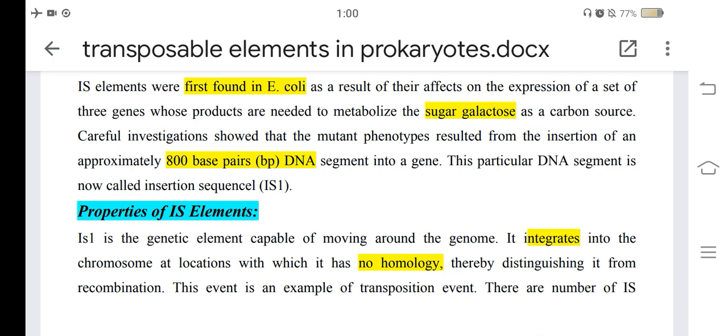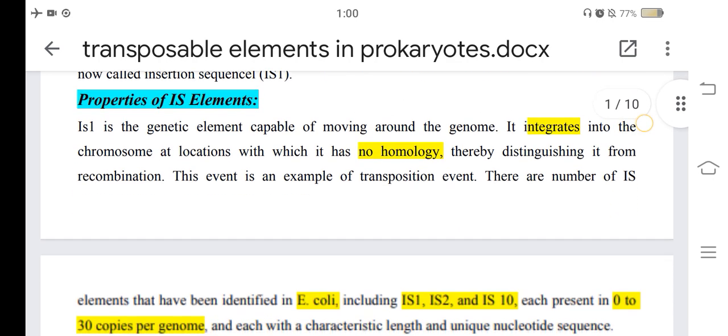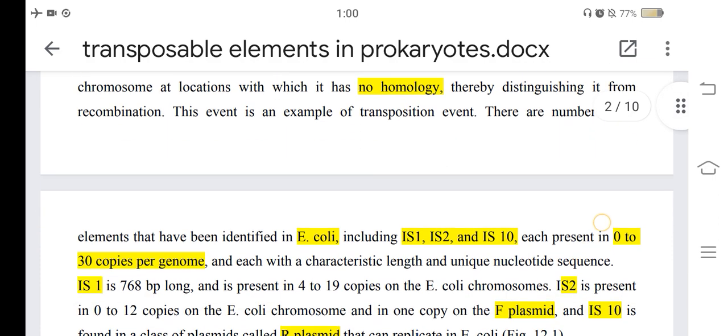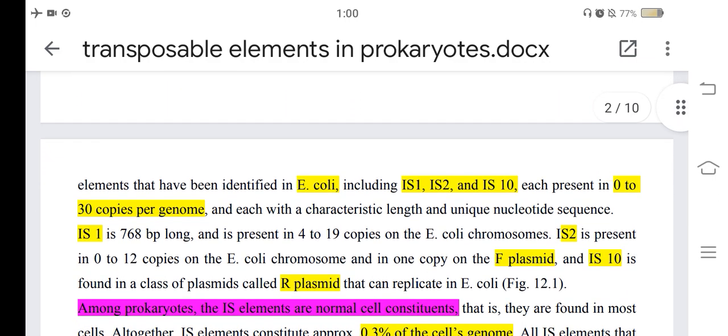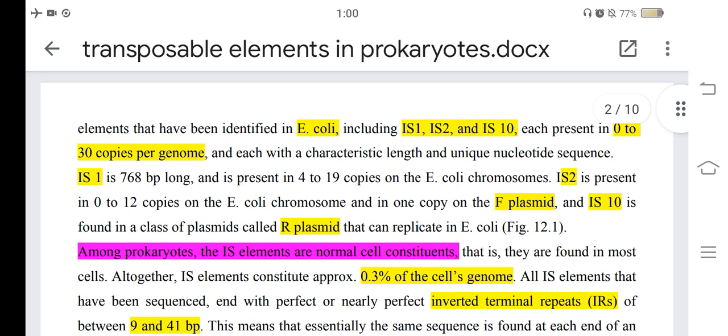Next, properties of IS elements. IS1 is a genetic element capable of moving around the genome. It integrates into the chromosome at locations with which it has no homology, thereby distinguishing it from homologous recombination. This event is an example of a transposition event. There are now a number of IS elements that have been identified in E. coli, including IS1, IS2, IS10, present in 0 to 30 copies per genome and each with a characteristic length and unique nucleotide sequence.